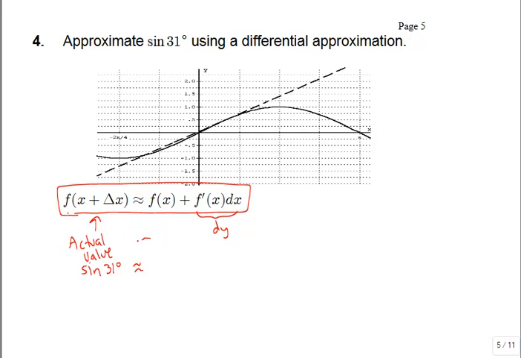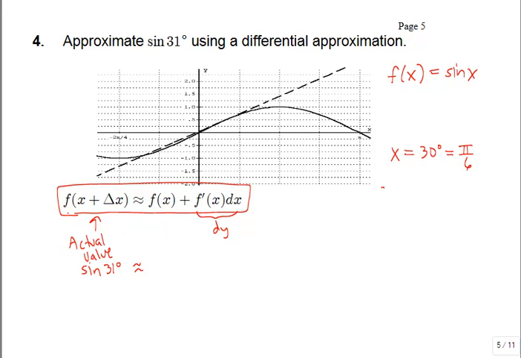So let's start with our function. Obviously, the function that we're working with here is sine of x. And the good value of x would be 30 degrees, because that's one we know how to evaluate in our heads, and 31 degrees is close to that. Now we want to use those radian measures again. So instead of using 30 degrees, I'm going to think of that as pi over 6.